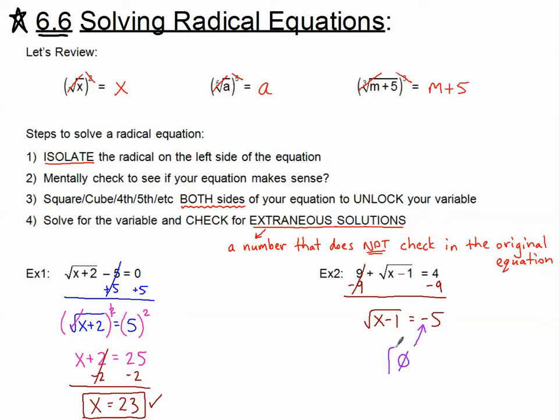I'll put the null set. That saves us some work. If you can see that this does not make any sense because we can't have square roots equal to negative, then you can just jump to the, well, there's no answer.